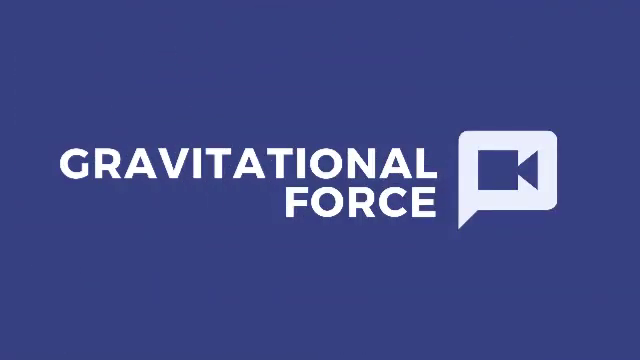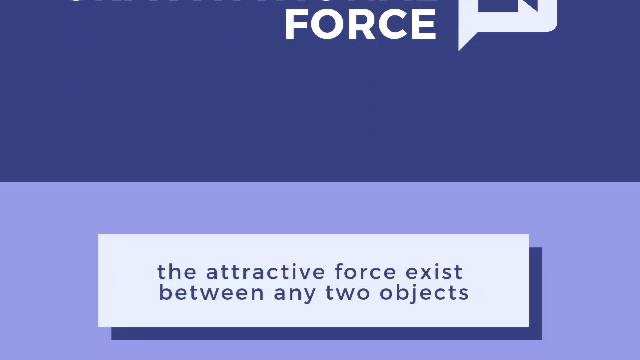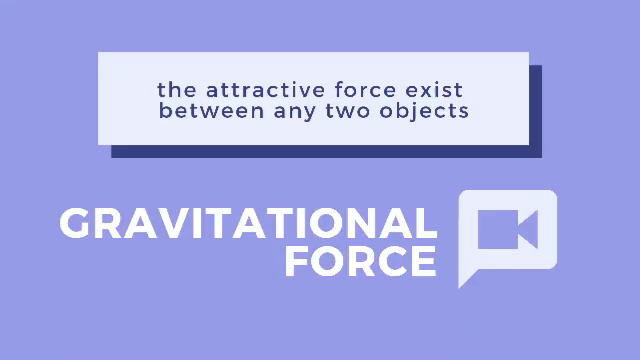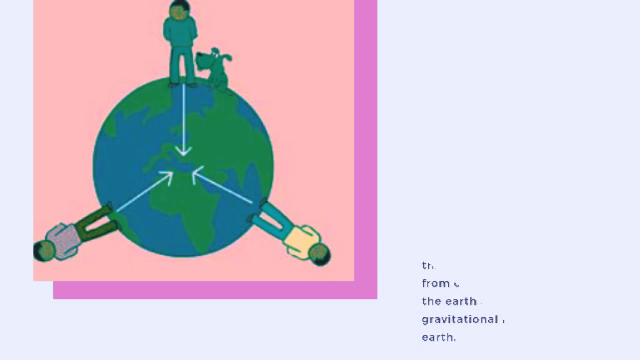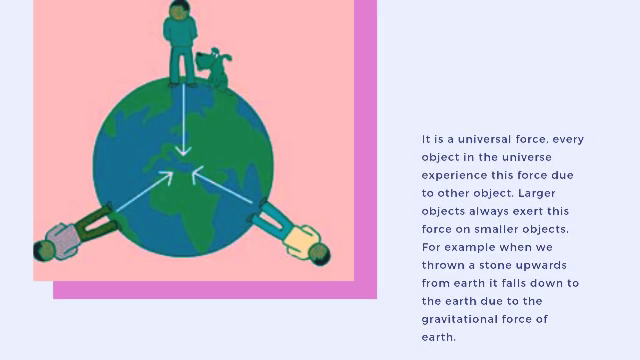Gravitational force. This is the attractive force existing between any two objects. It is a universal force. Every object in the universe experiences this force due to other objects. Larger objects always exert this force on smaller objects.